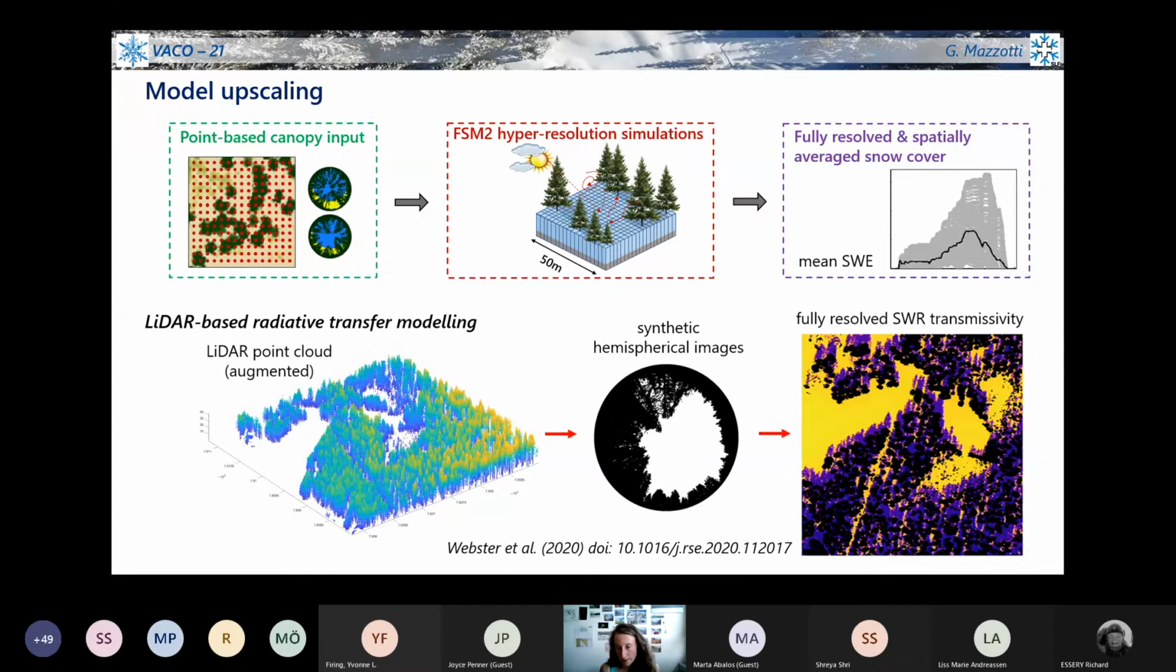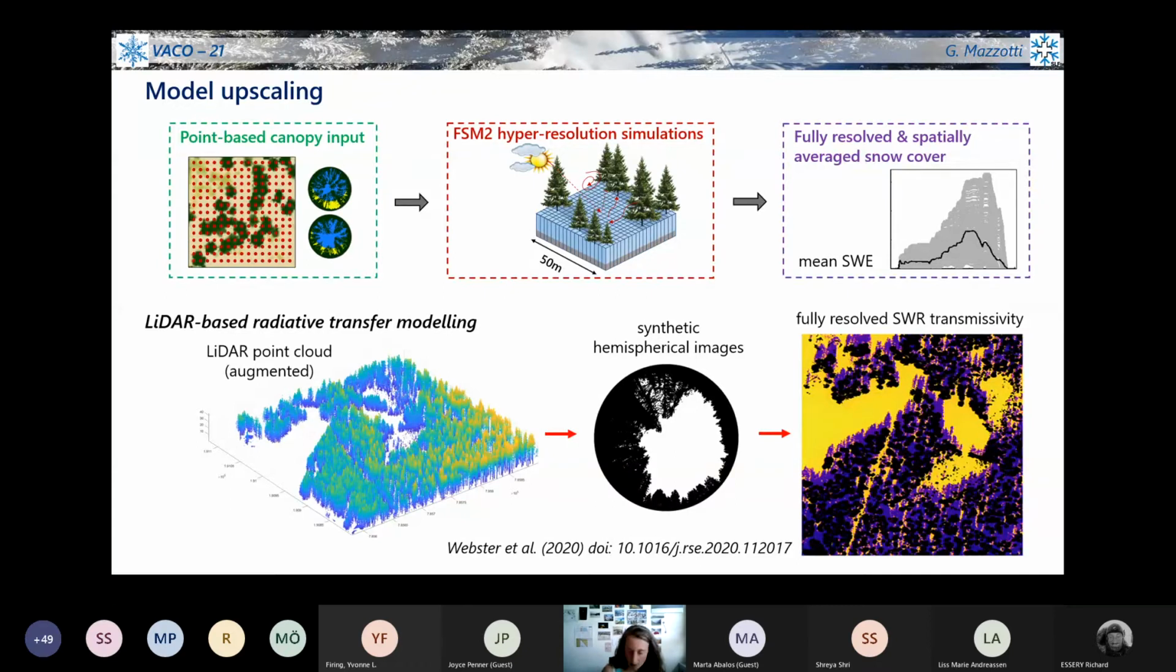And obviously, by creating synthetic hemispherical images, we are no longer bound to locations where we have real images, and we can perform fully distributed simulations of shortwave radiation transmissivity to create this transmissivity time series to provide to the model. Here you see an example of shadow patterns calculated with this LiDAR-based radiation model.